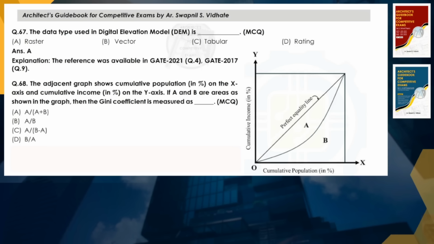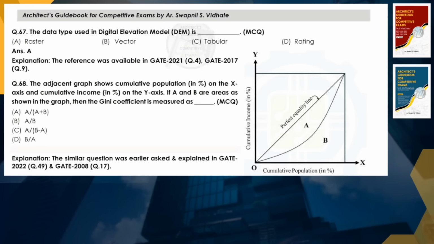Question 68: the adjacent graph shows cumulative population in percentage on the x-axis and cumulative income in percentage on the y-axis. If A and B are areas as shown in the graph, then the Gini coefficient is measured as which of the following options? Exactly a similar question was earlier asked, and we explained it in set 1 in the question paper of GATE 2022 at question 49, as well as the reference in GATE 2008 at question 17. You can check these question papers and that particular question to get the answer to question 68 of GATE 2026.